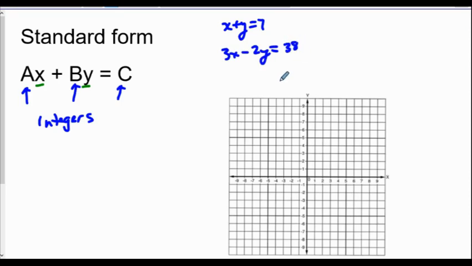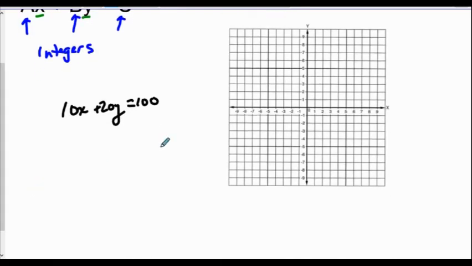Or 3x minus 2y equals 38. That also works. Okay, so we have numbers in front of them, and this a is a 1, and b here is a 1, 3, -2. These are all the integer values. All right, so let's just do an example here. What if I had 10x plus 20y equals 100?